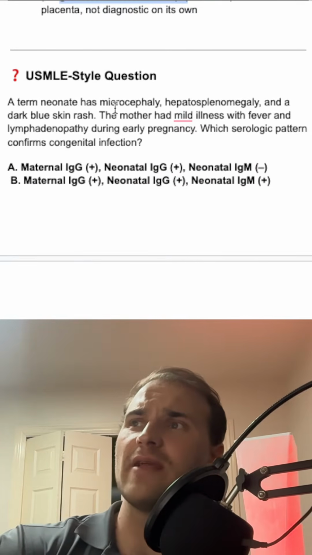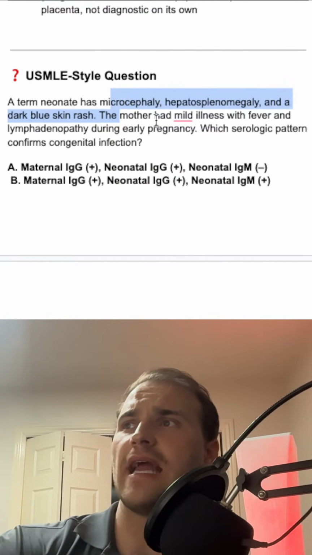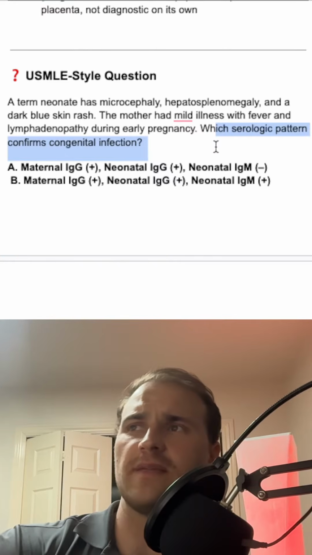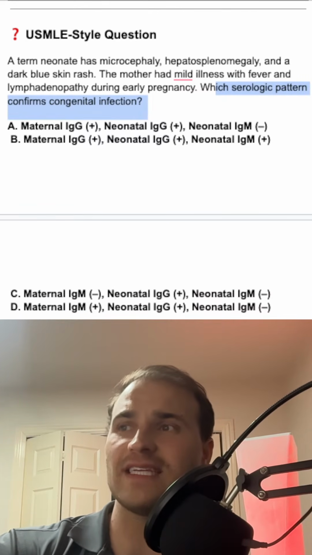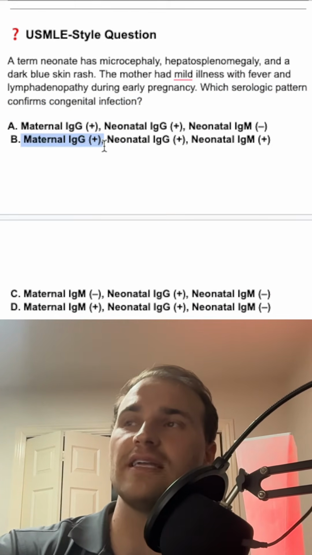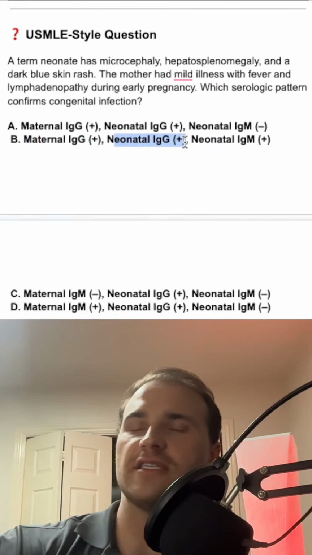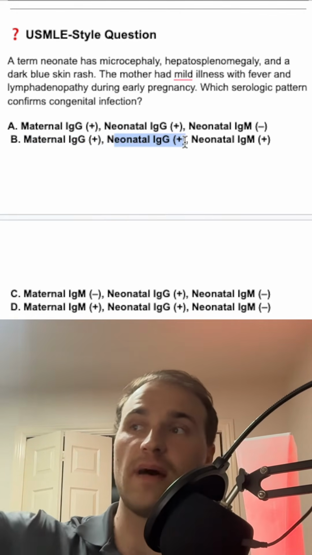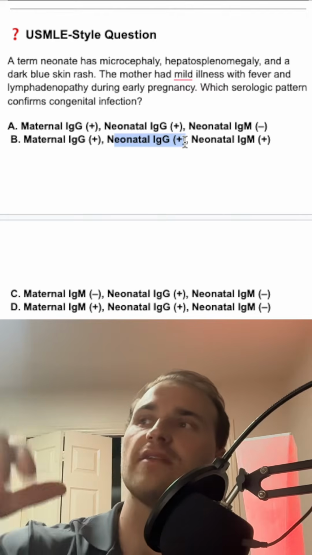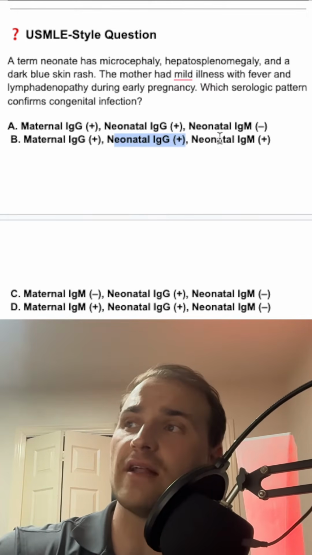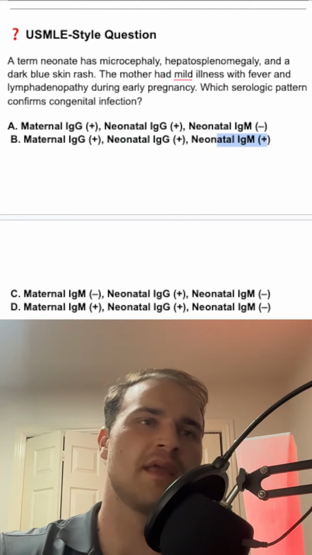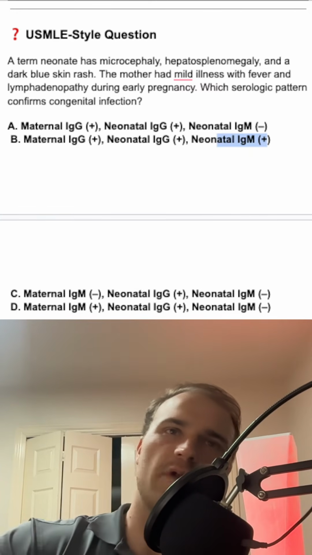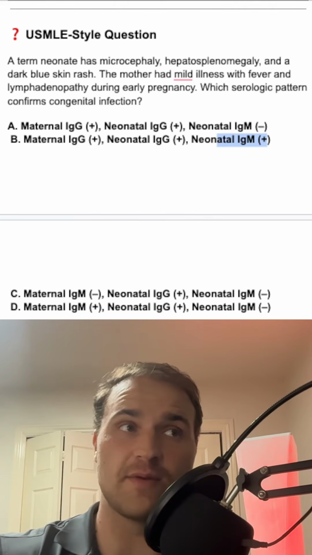And so you'll see a neonate with all these little symptoms and illness and fever, and there's going to be a serological pattern that you have to look out for. In this case, B is our correct answer: maternal IgG, neonatal IgG. So those antibodies are going to be passed from the mom to the baby, IgG goes, passes through the placenta, made by the grown-up, and then the neonate has an IgM positive reaction. And so let's explain why the mom wouldn't have IgM if she had it. That might be a question you have.